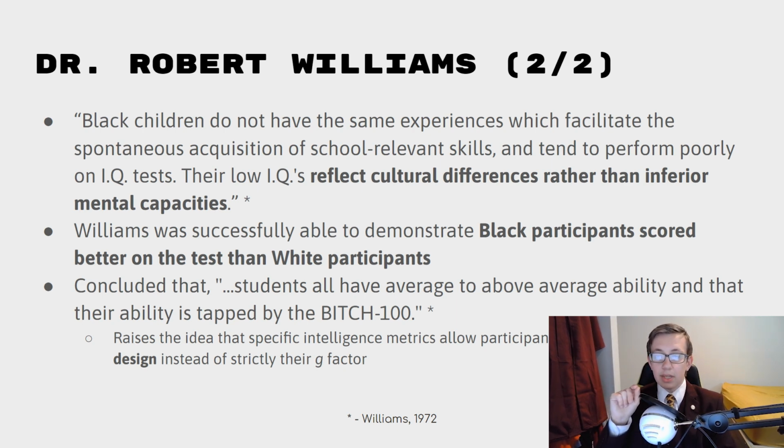capacities. Using his scale, he was able to successfully demonstrate that black participants were scoring better than white participants, and he had a pretty fair significance level for it. I didn't include it on my presentation here. So what he concluded was that students all have an average or an above average ability, and it was tapped by the test. So this almost raises the idea that specific intelligence metrics are going to allow participants to excel based on test design instead of strictly their G factor.